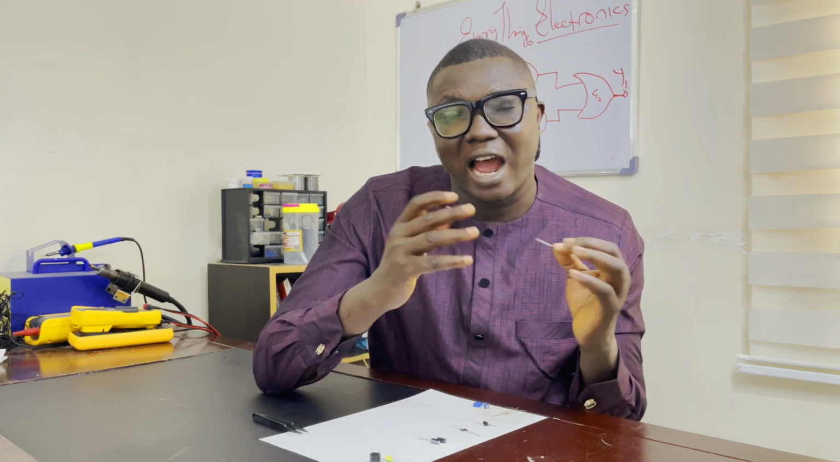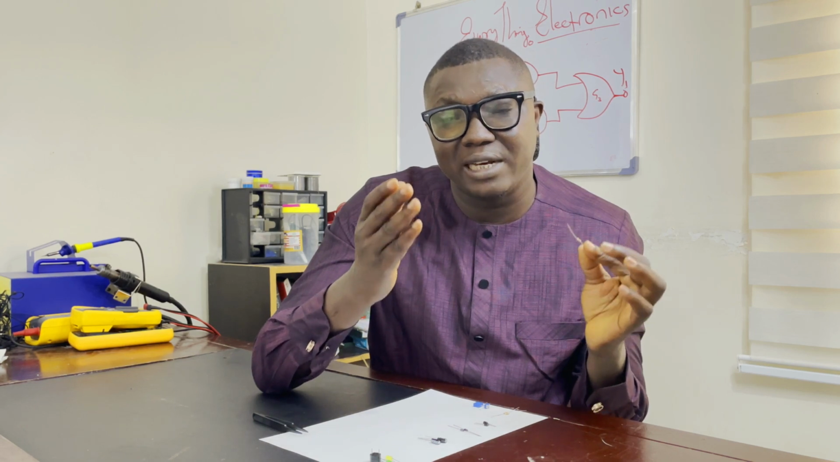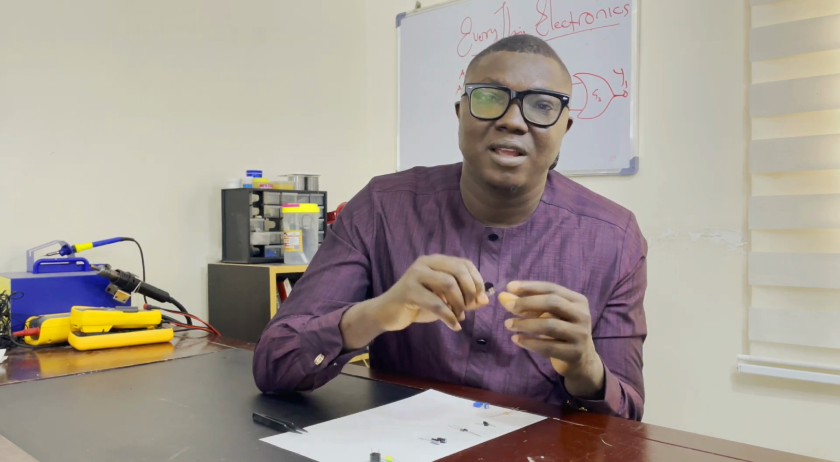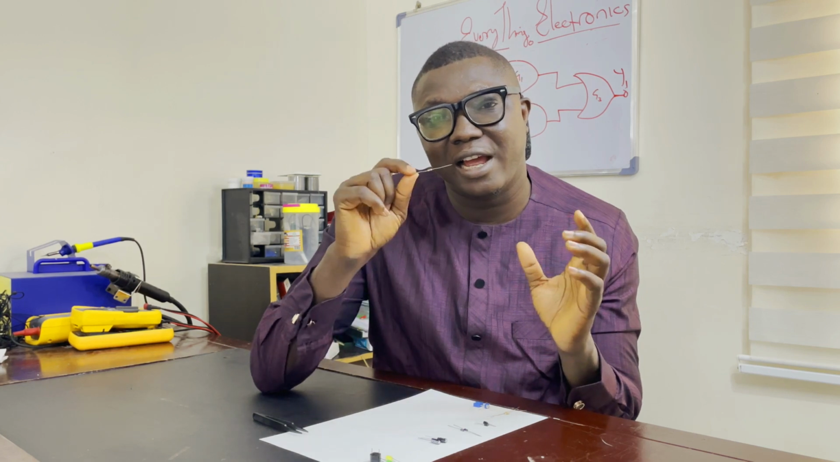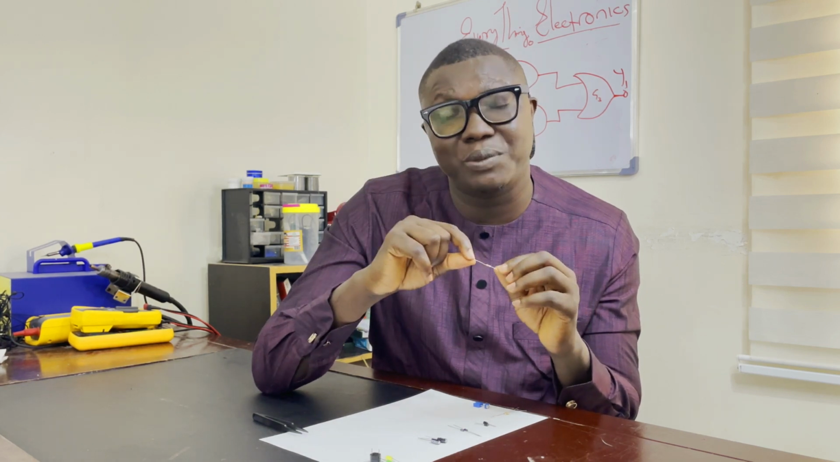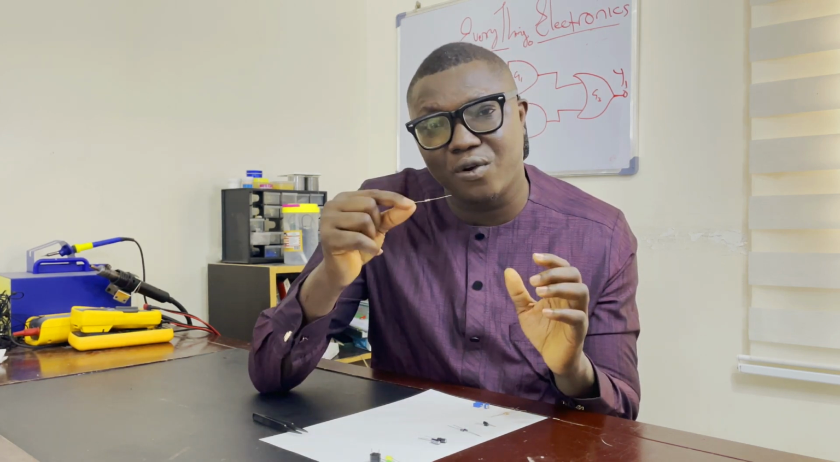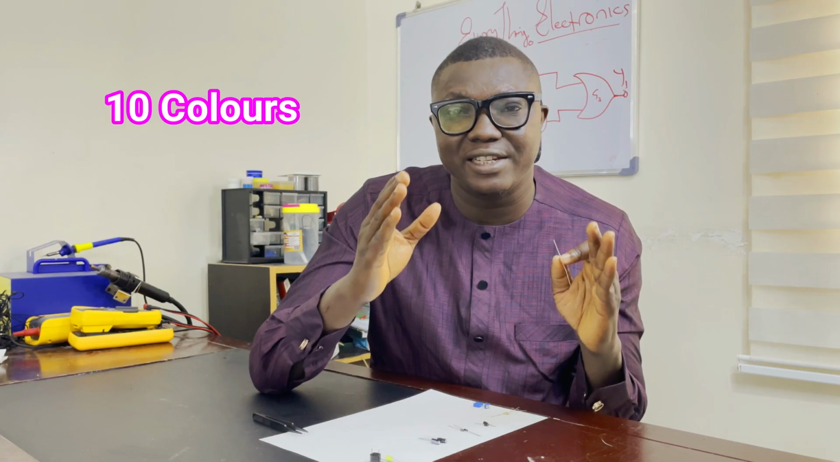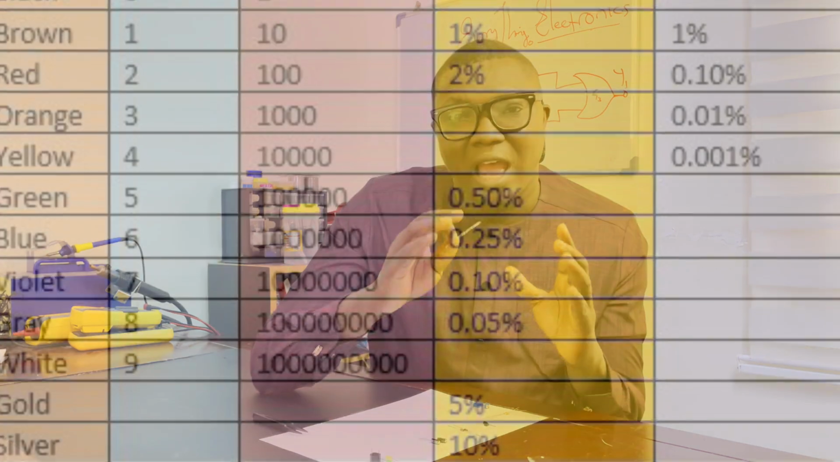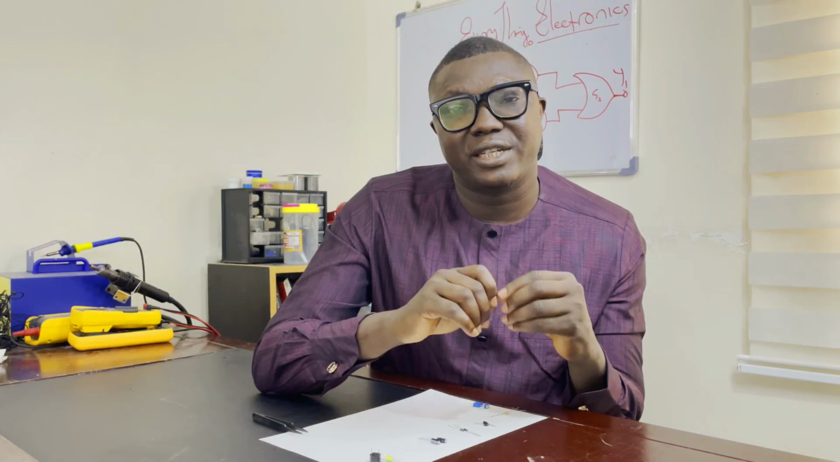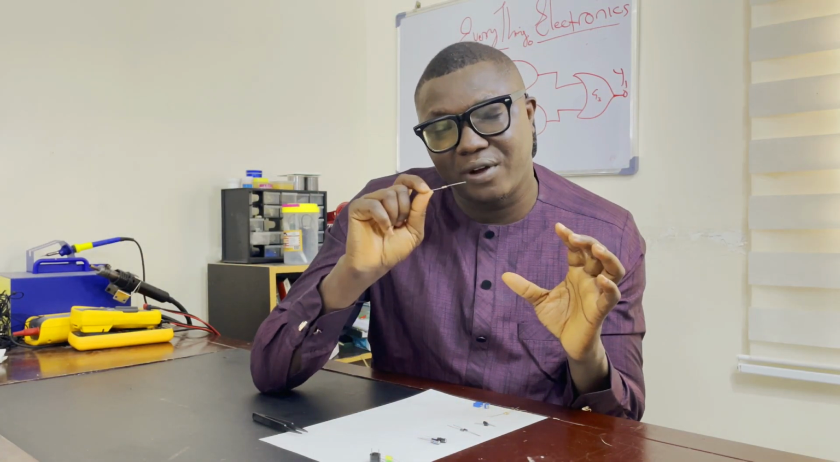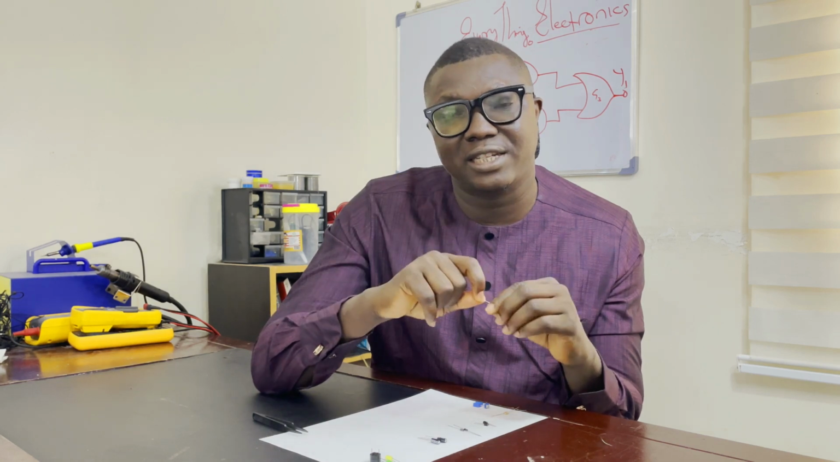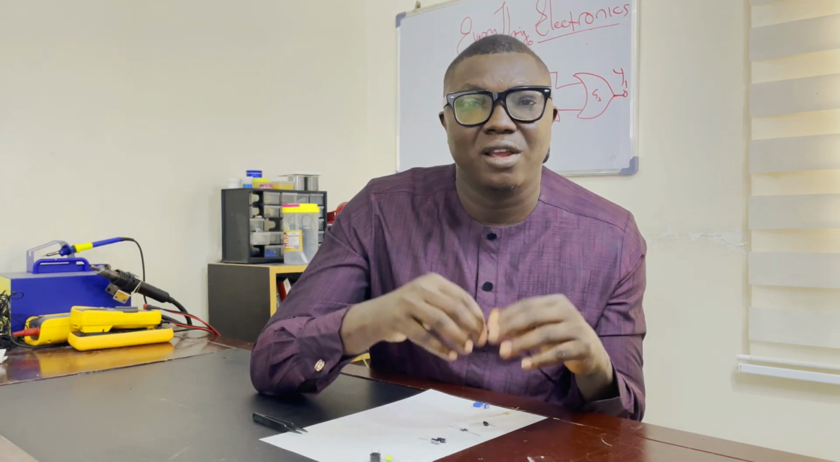So now that you know what a resistor is, how do you tell the value of a resistor? The value of a resistor is basically represented by 4 color bands. And these colors are chosen from 9 standard colors. The process of reading values from colors in resistance calculation is called color coding.